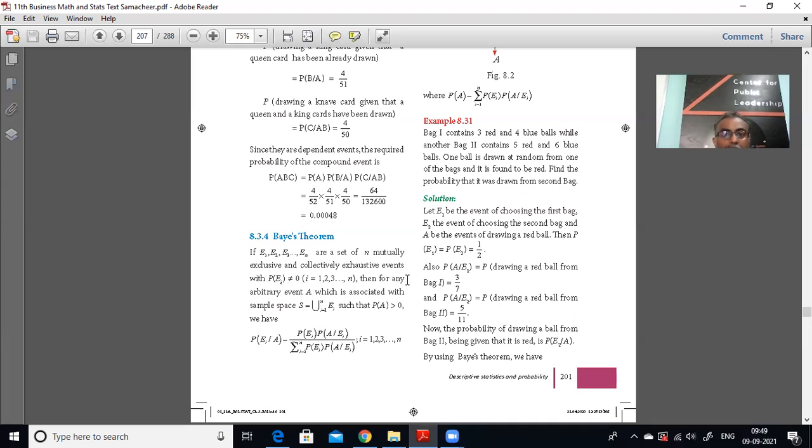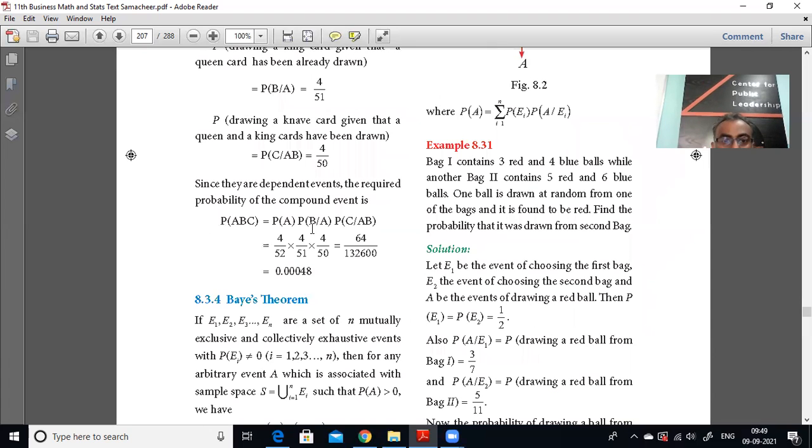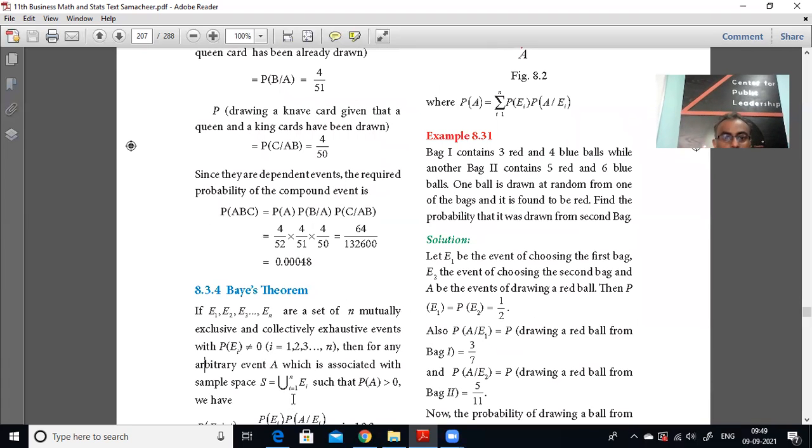If that is the case, then for any arbitrary event A which is associated with the sample space, S is equal to the union, i equal to 1 to n, of E of i. This sample space is nothing but the events E1, E2, E3 up to En. That's what it means, nothing else. All the events are put inside a sample space.